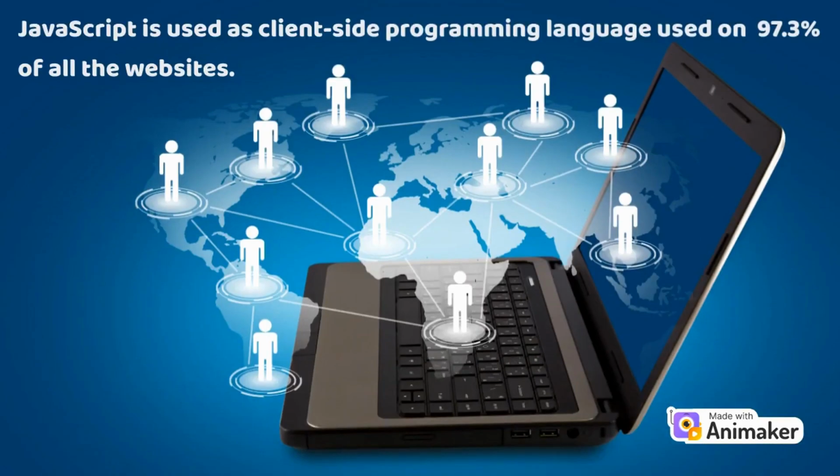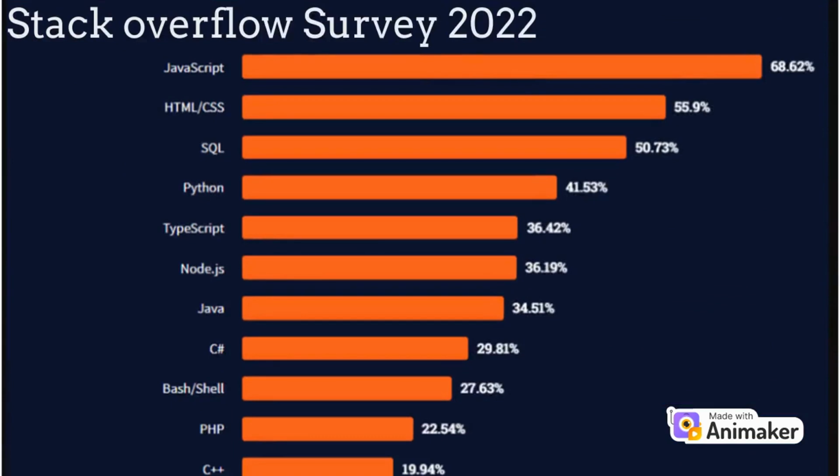JavaScript is used as a client-side programming language by 97.3% of all websites as per W3Techs. JavaScript completes its 9th year in a row as the most commonly used programming language. And right now JavaScript is the most popular language on earth. As per the 2022 Stack Overflow survey, 68.62% of developers have voted for JavaScript. And as the internet keeps growing, the popularity of JavaScript is also increasing because JavaScript is the main language which executes in the browser. And without JavaScript, web pages will not be interactive.